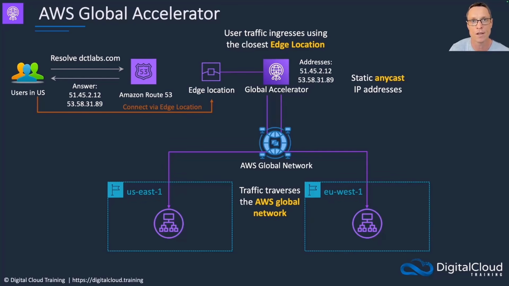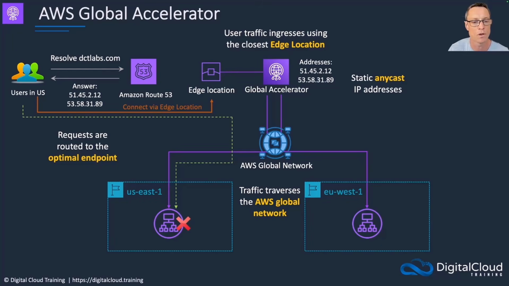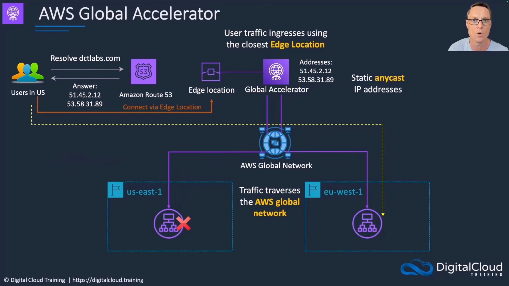So traffic is traversing the AWS global network. And the optimal pathway for this particular user in the US would be US East 1, because that's closer than EU West 1. Now, if for some reason that pathway went down, so there was a regional outage or an application outage, then the request would be routed to the next best endpoint, which in this case would be EU West 1. So that's how Global Accelerator works. So users can be directed to the optimal endpoint and then rerouted to the next best endpoint if there's a failure scenario of the primary endpoint. And we're using the edge locations around the world to optimize network connectivity via the AWS global network.